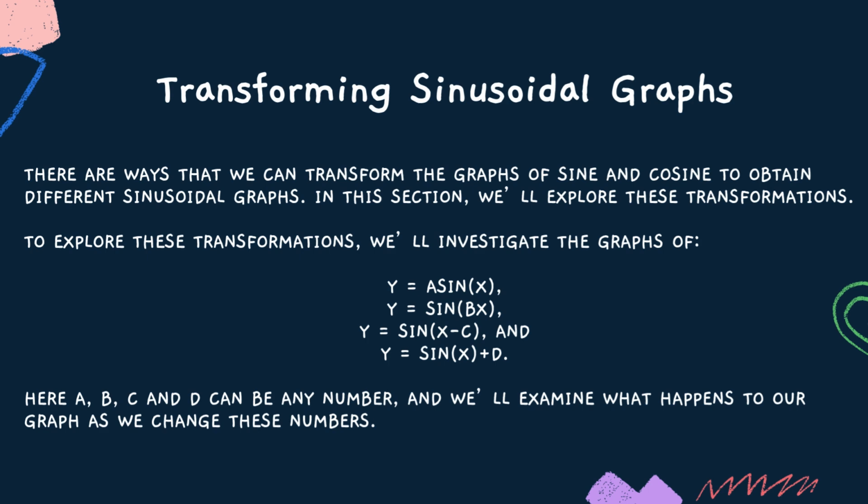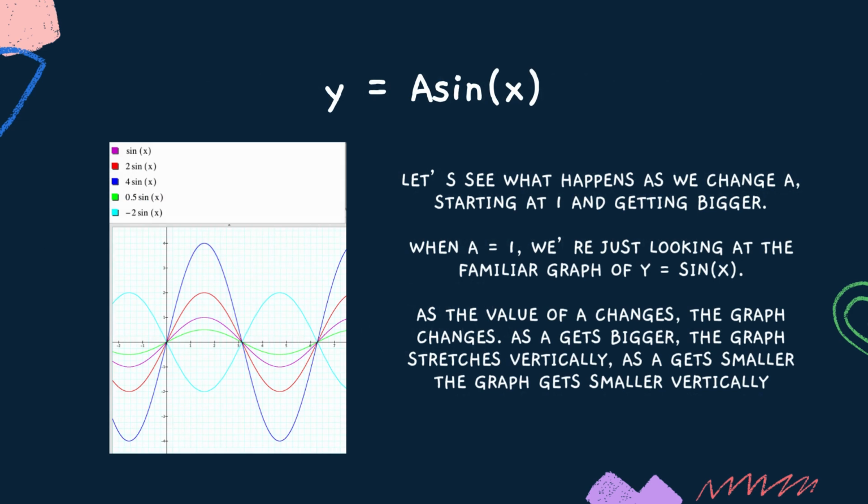To explore these transformations, we'll investigate the graphs of y = a sin x, y = sin bx, y = sin(x − c), and y = sin x + d. Here a, b, c, and d can be any number, and we'll examine what happens to our graph as we change these numbers. Let's see what happens as we change a, starting at 1 and getting bigger. When a equals 1, we're just looking at the familiar graph of y = sin x.